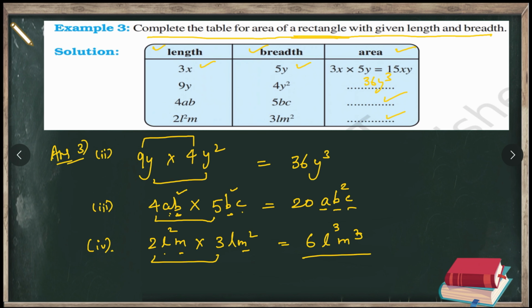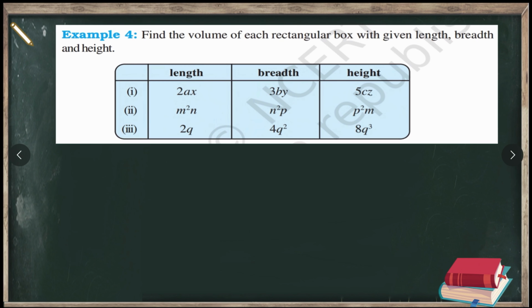Let's now see the next example. This is example number 4. In this example, you are asked to find the volume of a rectangular box, that is, a cuboid, with the given length, breadth and height. As we know, the volume of a rectangular box, that is a cuboid, is given by L into B into H. So let's start its answer.